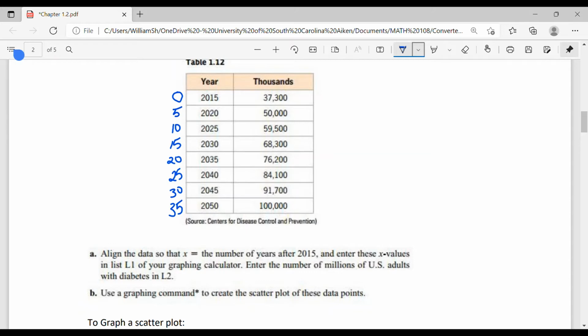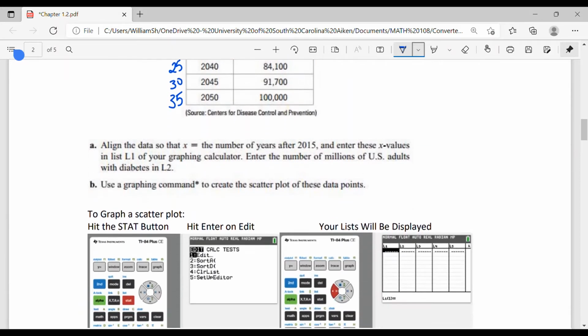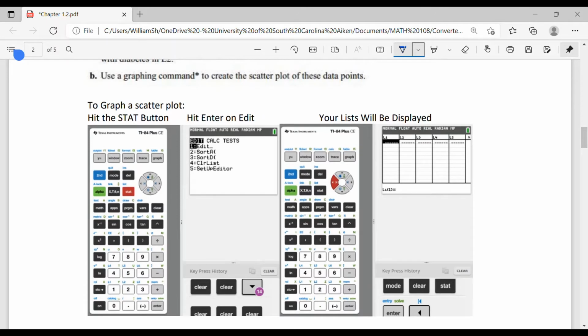But just in case you're referring back to your lecture notes and you don't want to come all the way back to the video to see how to do it if you happen to forget, I have the screenshots here below this question of how to input everything into your L1 and L2 list. Because the first thing you're going to do is hit the Stat button, as you can see highlighted here in red. It's going to bring up a screen that looks like this to the right that says Edit, Calc, and Test. We're going to hit Enter on the Edit.